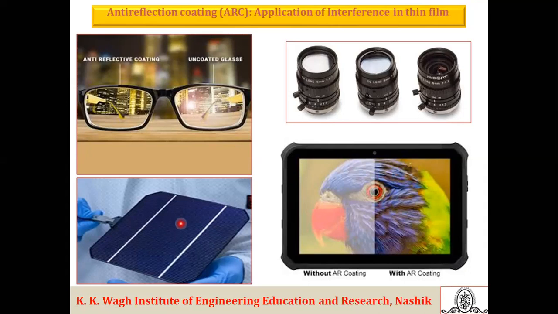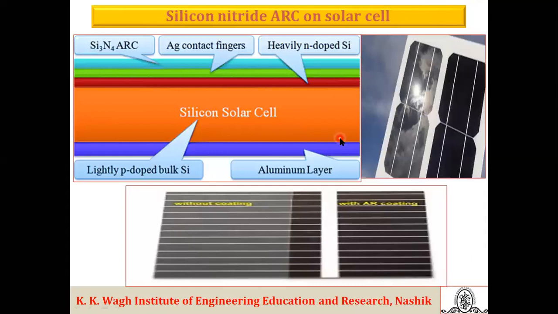But if the solar cell is not coated with anti-reflection coating, ARC, then what will happen? If it is not coated, then near about 15 to 20% of the light which is falling on the solar cell will be reflected back. And as it is reflected back, the light will not be utilized, and hence the efficiency of the solar cell will get reduced. So how is the structure of this anti-reflection coating on a solar cell?